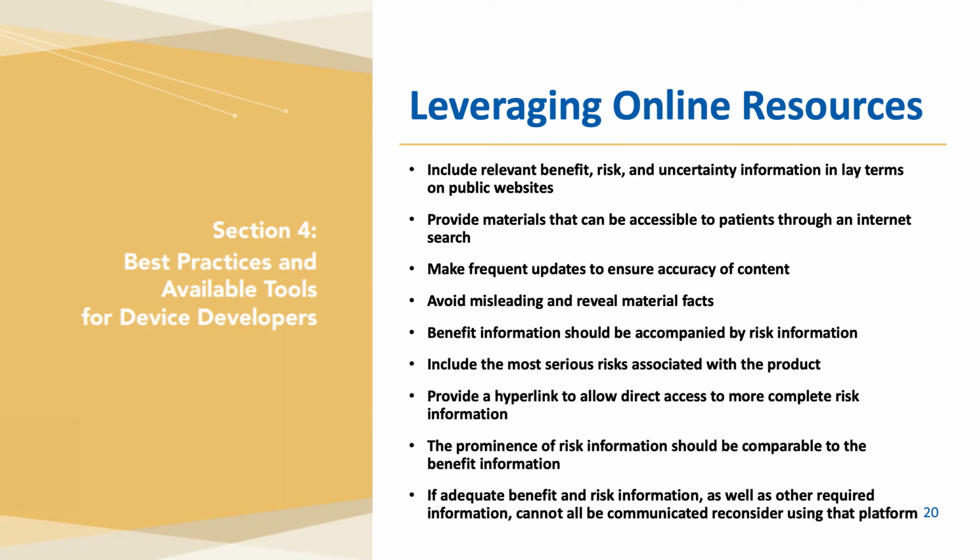Allow direct access to more complete risk information where space limitations mean you can't include everything. Of course, I just skipped over, but didn't want to skip over, making sure that at least you're including the most serious risks up front, and making sure that risk information is as prominently displayed, in a comparable way, to benefit information. And if you can't communicate all the most important information around benefit and risk together on a certain platform or in a certain way, maybe reconsider whether that's the right platform to use. In particular, if you're using character-limited Twitter or some other place, recognizing that the brevity may mean you can't include all the information, it might not be the right format. Next slide.